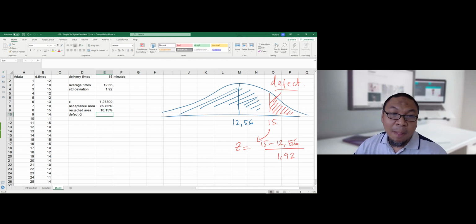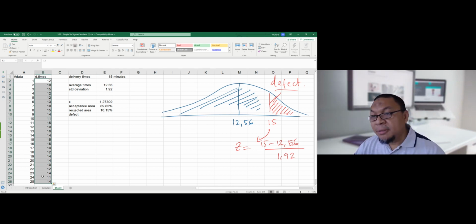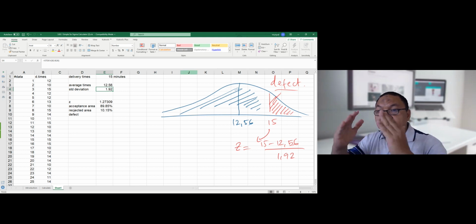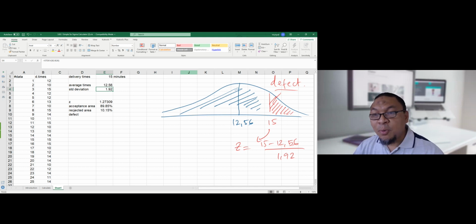So 10%. Based on this data, there is no data more than 15 minutes, but that is not a reason to be satisfied with the process. Because you have variation, presented by the bell curve, there is a possibility of defects. So the defect is 10%. Yeah, 10% is quite big.